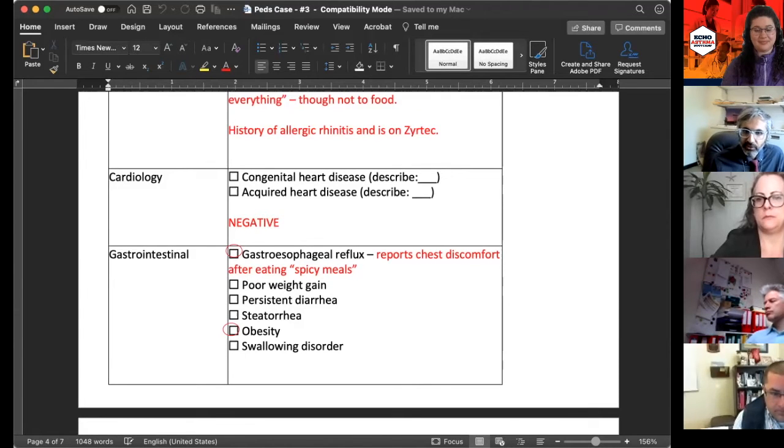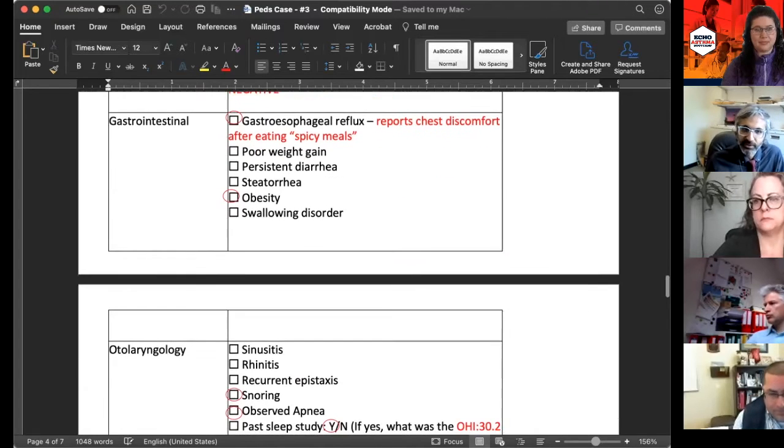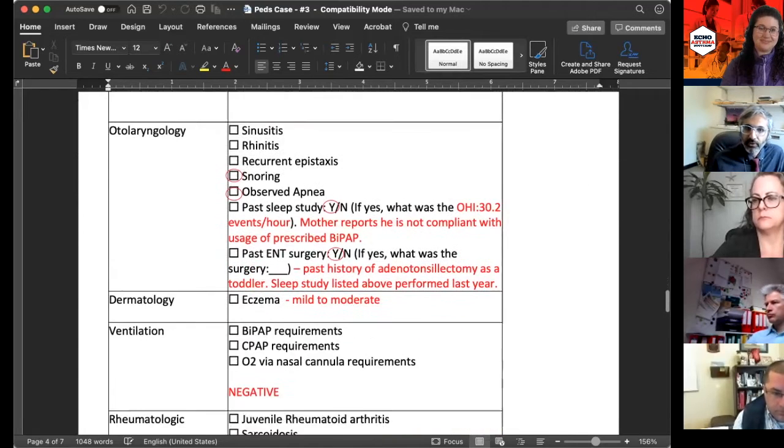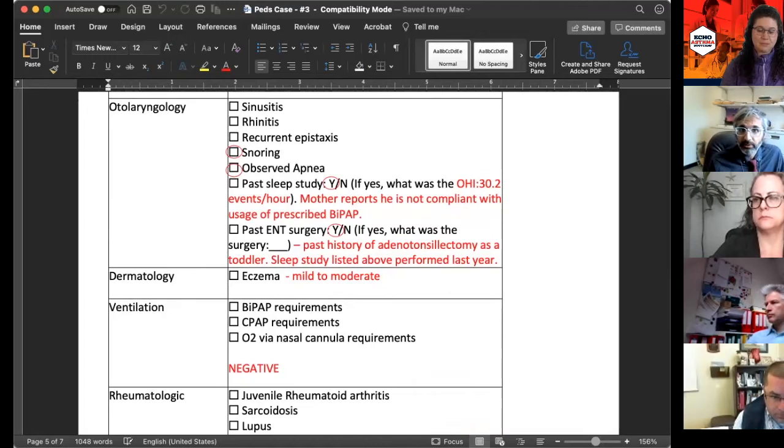She also has a suspected history of GERD, but probably not likely, based on having a little bit of chest discomfort after eating spicy meals. So I wouldn't get too excited by that one, but we are concerned about her obesity. She has a history of snoring with apnea episodes. She had a past sleep study that showed severe sleep apnea at a level of 30.2 events per hour. However, speaking once again to the compliance history, mom says she is not compliant with her prescribed BiPAP, and she did not bring that into the clinic visit.